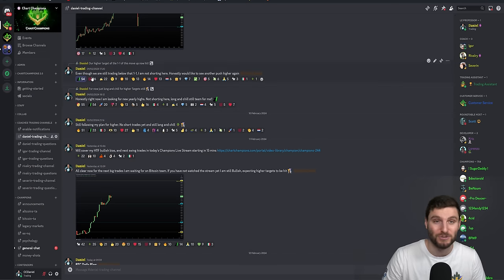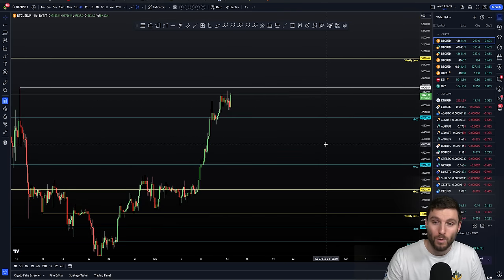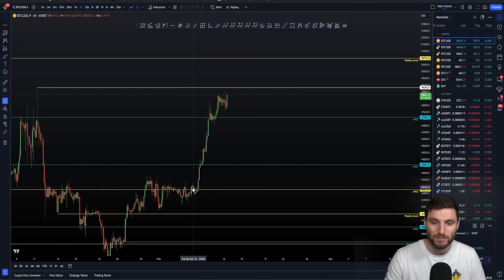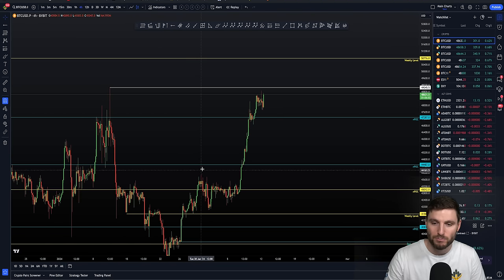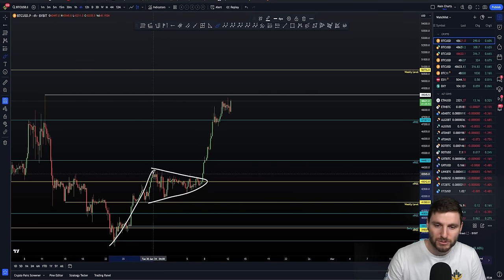No short trades, long and chill, look for higher. So now for you all on the public, why am I so bullish? Well, really simply, we had our sideways range, right? We broke out of that range. This is where we had that triangle going on. If you remember, we had our triangle here. We had our impulse, consolidation below resistance, continuation of the trend.